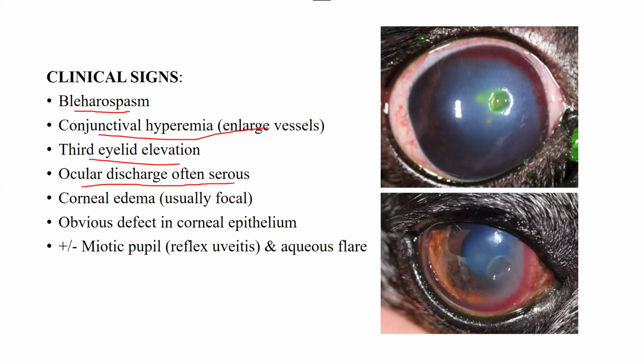Then we have ocular discharge, that is often serous. Then we have corneal edema. Then we have an obvious defect in the corneal epithelium, very obvious, visible with the naked eye. Even without stain, we can see the defect in the eye. Plus minus, miotic pupils may or may not be seen along with aqueous flare, because corneal ulceration might lead to reflex uveitis. So if uveitis starts to happen in the same eye, you are going to see aqueous flare and miotic pupil also.